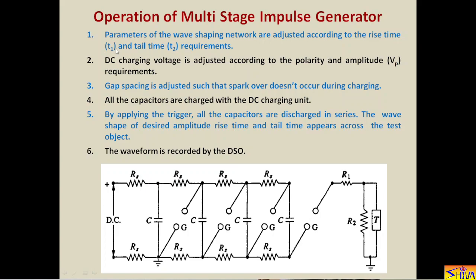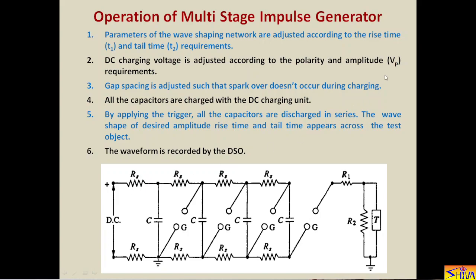So if the requirement is a 1.2 by 50 microsecond waveform, then we have to adjust the parameters R1, R2, C1 accordingly. Second, the DC charging voltage is adjusted according to the polarity and amplitude requirement. Suppose we have to test the object for, let us say, 1000 kV peak value. So assuming 100% efficiency, with 4 stages, the charging voltage should be 1000 divided by 4, that is 250 kV.